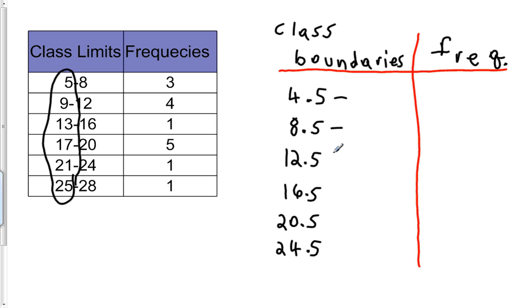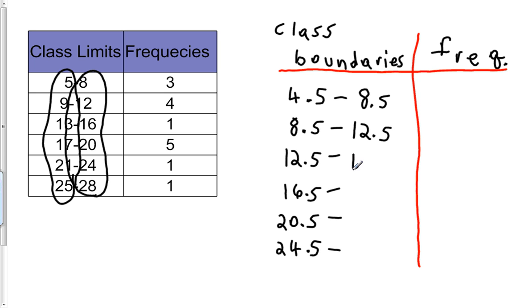Now for my upper class boundaries. The upper class boundaries are the result of taking all my upper class limits, which are these over here, and adding 0.5 to them. So to the 8, I'm going to add 0.5 to get 8.5 for my first upper class boundary. To the 12, I'm going to add 0.5 to get 12.5, which is my second upper class boundary. And I'm going to continue in this fashion until I've done all the class boundaries.